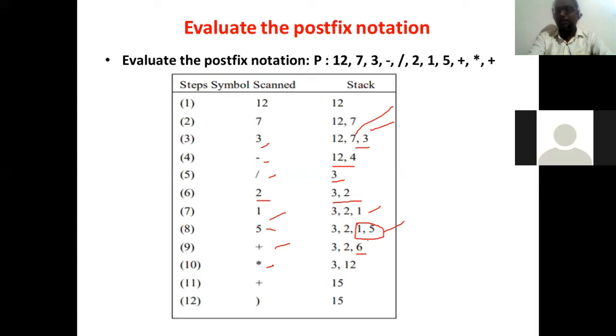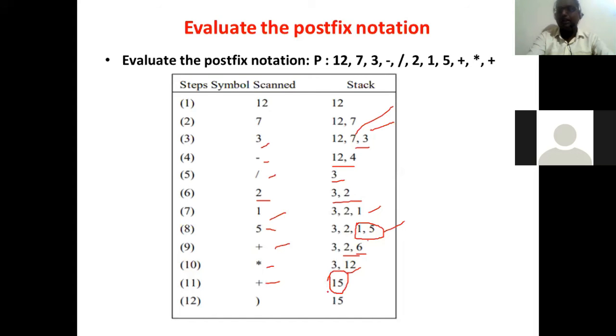After that there is a multiplication. Again you have to pop two elements from the stack, that is 6 and 2. The first element 6 came out, the second element 2. So 2 into 6 you get 12, so we add 12. After that plus, again pop two elements from the stack, that is 12 and 3. The first element 12 came out, then 3. So 3 plus 12, you will get 15. So your final answer is 15.